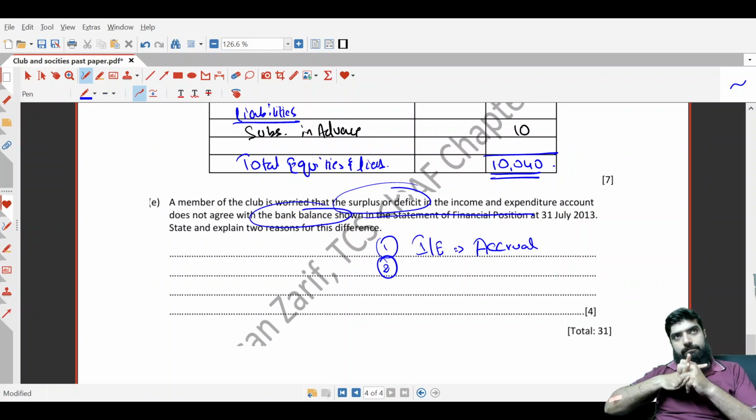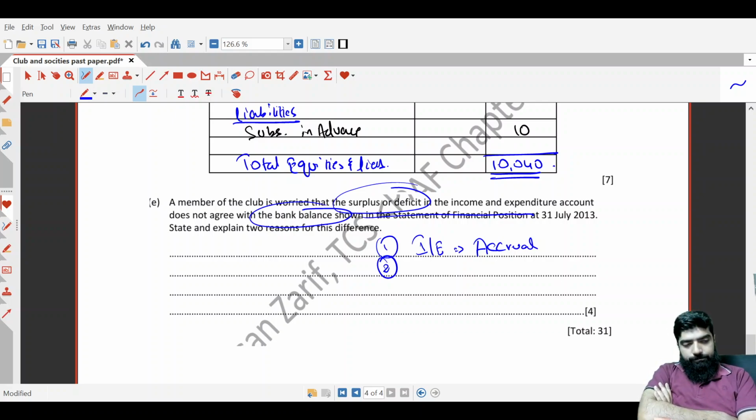Can you wait a minute? What was the difference between the receipts and payment, that is the cash book, and the income and expenditure account? You remember I told you the three main differences. There are three main differences between the income and expenditure account, the SFP, and the cash book. Sir, they're not supposed to agree.